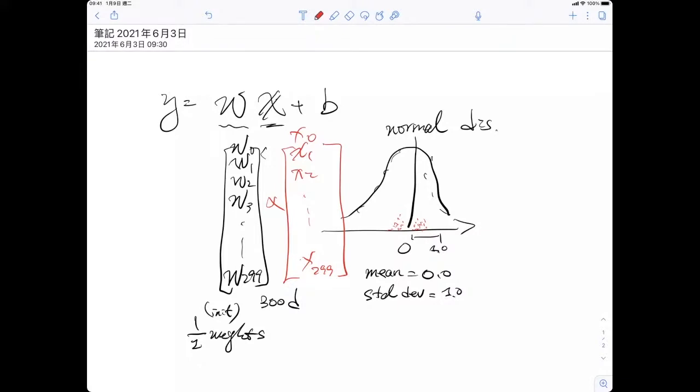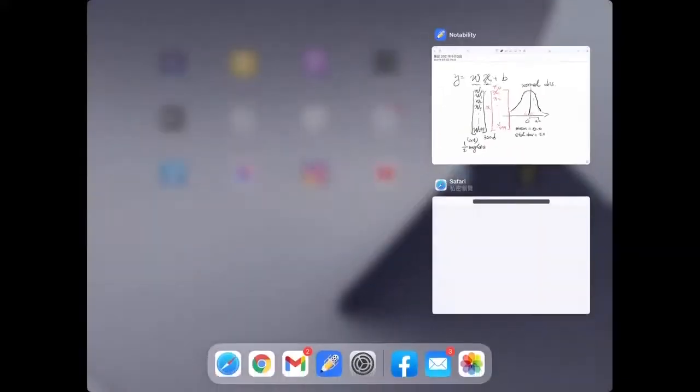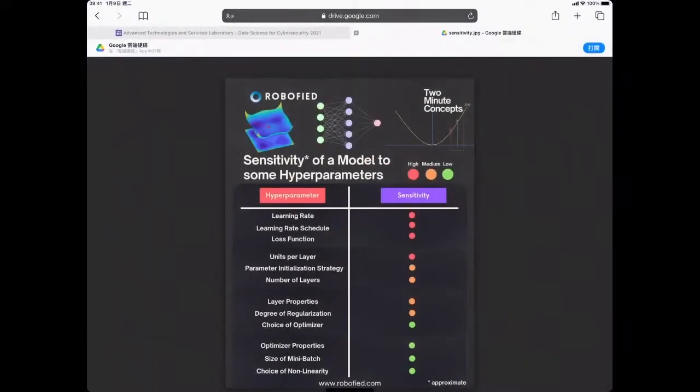So sometimes you can choose some other way to initialize your strategy. You can check them out in Keras. There are several different ways to initialize your weight. That is the parameter initialization strategy. They are related to how your neural network looks at the very beginning.